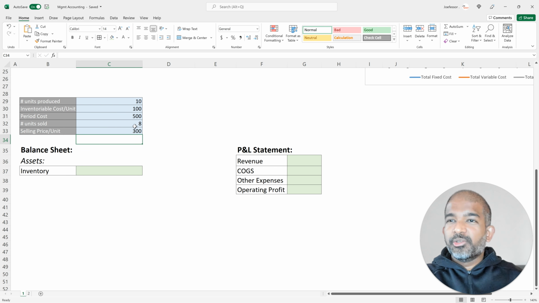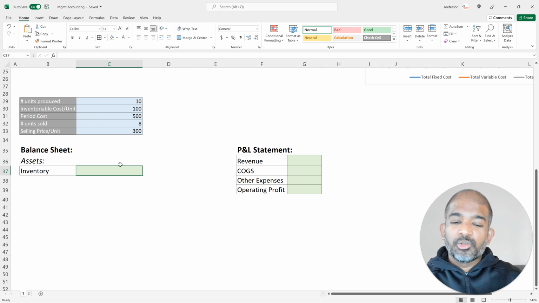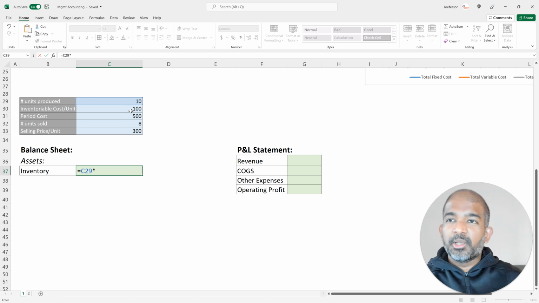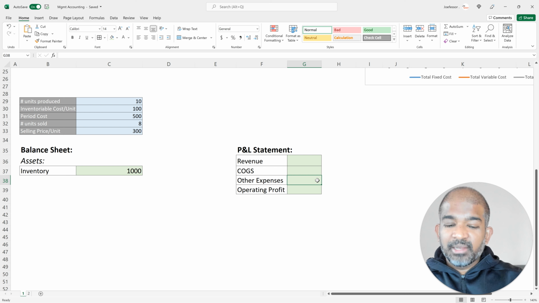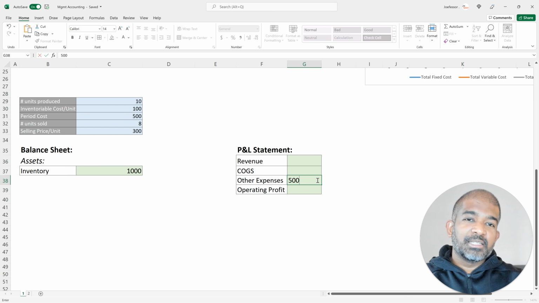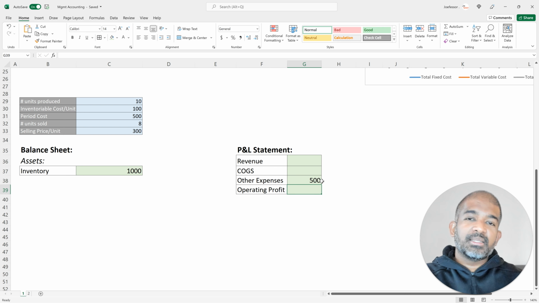Now let's ignore the 8 units being sold for the time being and focus on the 10 units being produced. So this $100 of inventoriable cost per unit becomes $1,000 because 10 units are being produced. So when you produce these 10 units, your inventory section under assets in your balance sheet increases by $1,000. But you also incurred a period cost of $500. This does not go to the inventory, but is directly expensed in the profit and loss statement.